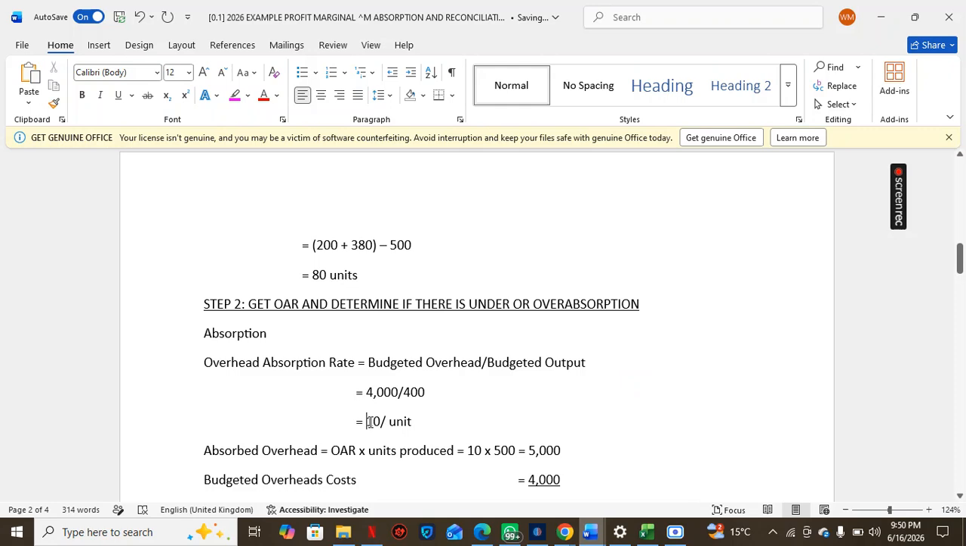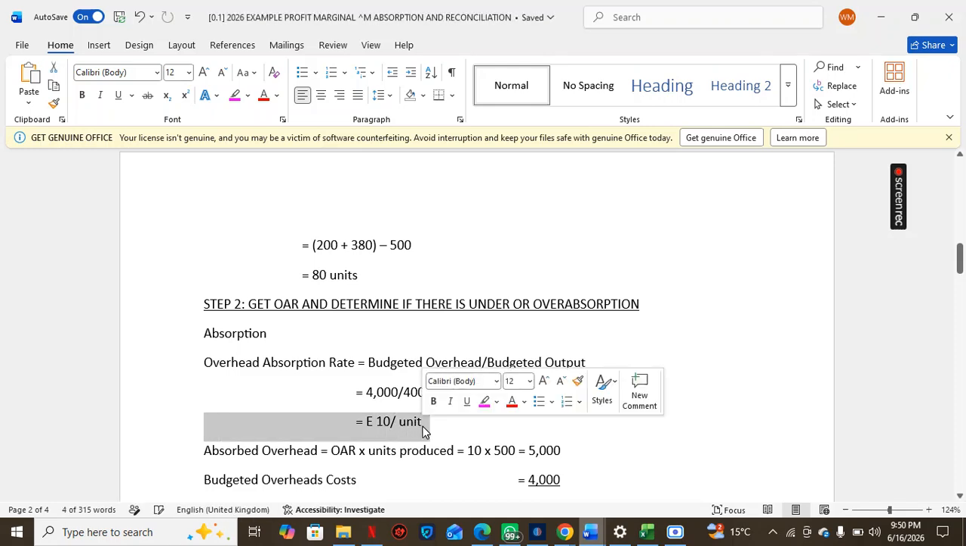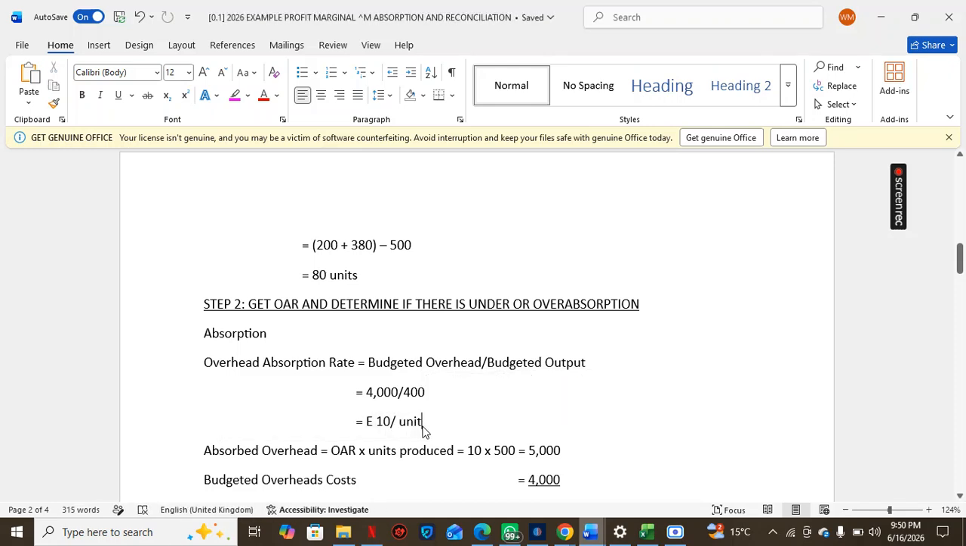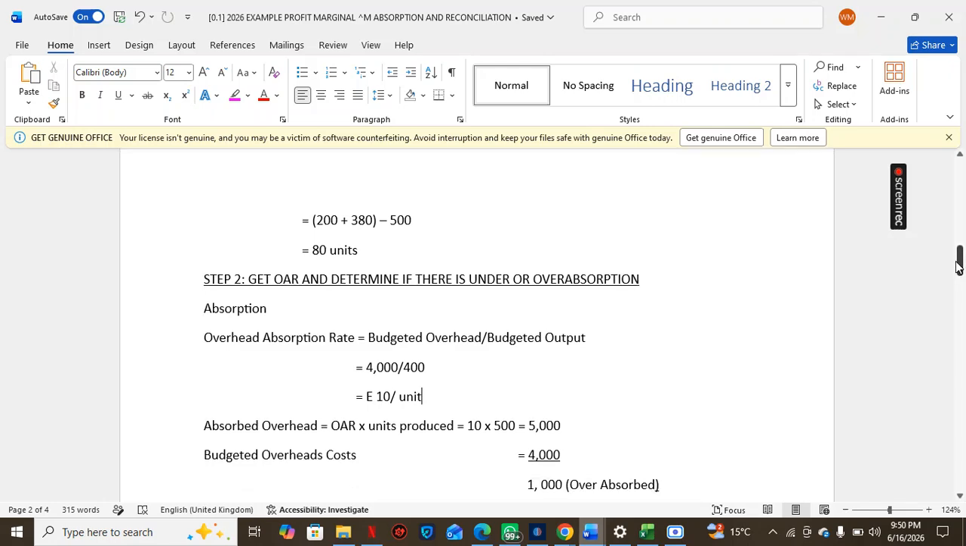Since here they're using euros, I'll just put 10 euros. This is the overhead absorption rate, or the fixed overhead cost per unit. And this is what we're going to include when we're tabulating our cost per unit. Any questions before we find out if there's over or under absorption?